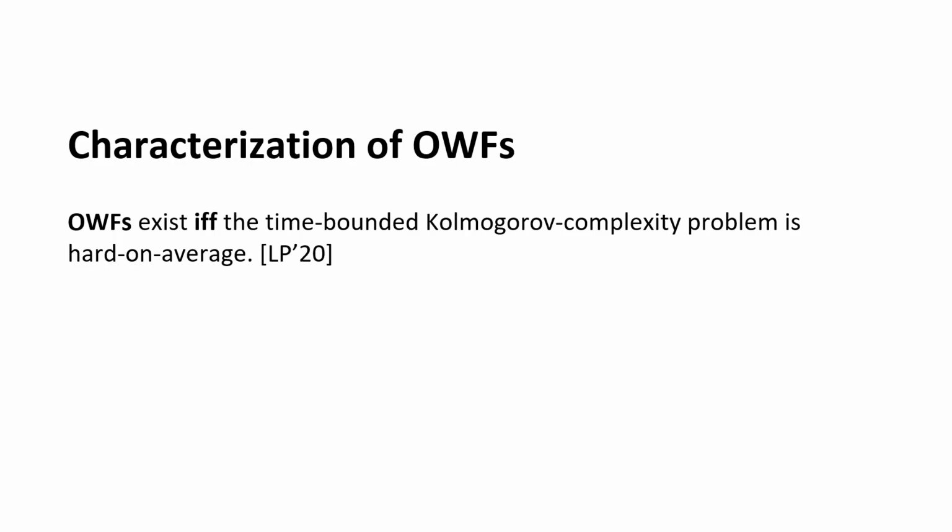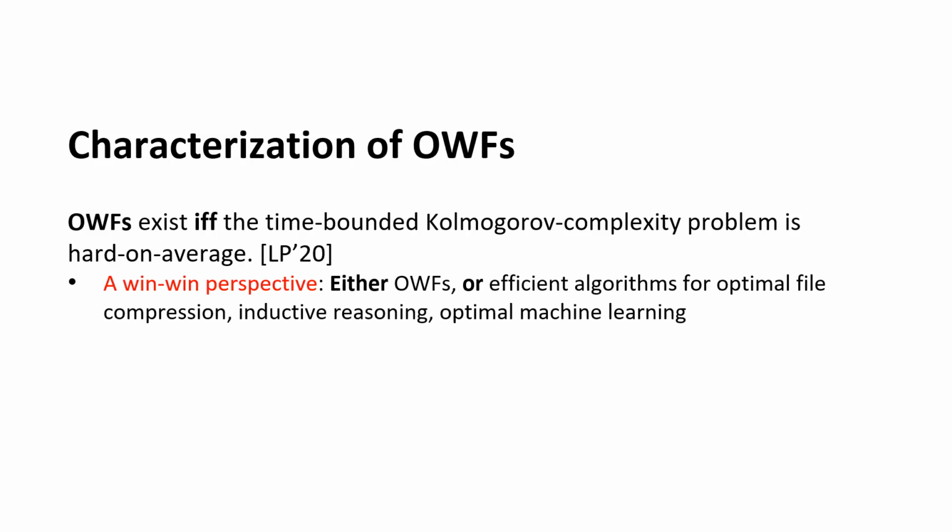But before I introduce the notion of Kolmogorov complexity, let me take another perspective to look at this result. It is saying that either one-way functions exist or the time-bounded Kolmogorov complexity problem is easy on average, meaning an algorithm deciding Kolmogorov complexity of strings. This is actually an efficient algorithm for optimal file compression, for inductive reasoning, and even for optimal machine learning. Oh, great. It's amazing.